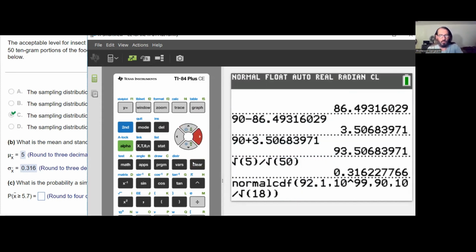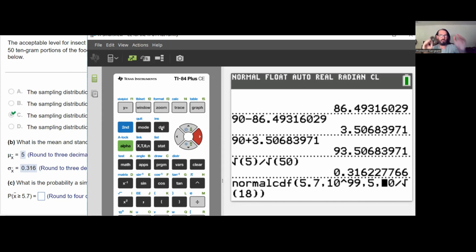So we're placing a finite lower bound of 92.1 with the 5.7. It keeps on going to the right. So I keep the 10 to the 99. Replacing the mean of 90 with a mean of 5 compared to the previous example. And I would be careful with taking the rounded version of the standard deviation of the sampling distribution of X bar. Sigma sub X bar being 0.316.